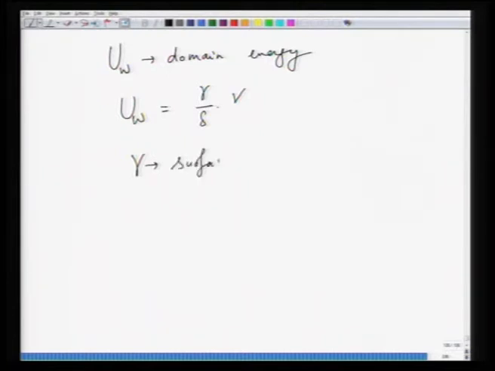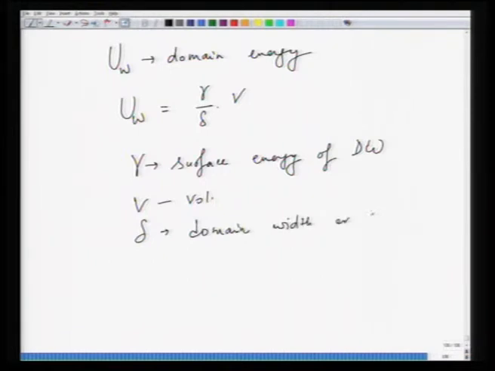Now, we need to find out the other term, UW, which is the domain wall energy. This domain wall energy UW can be expressed as gamma divided by delta into V, where gamma is the surface energy of the domain wall, V is the volume again, and delta is the domain width or size.